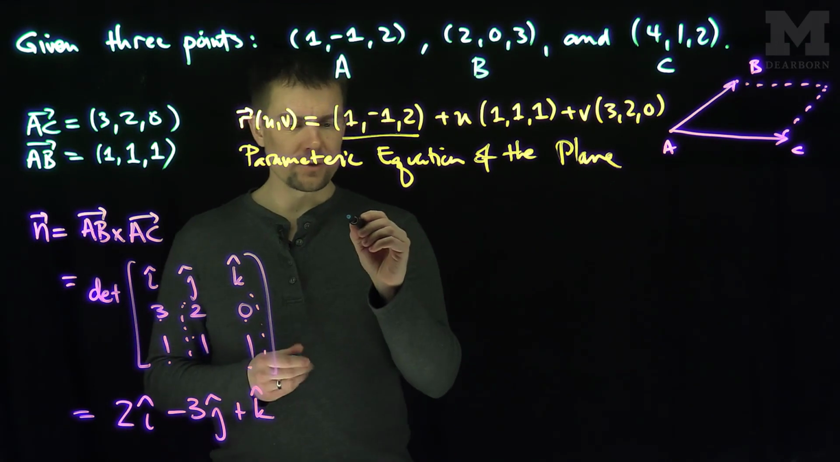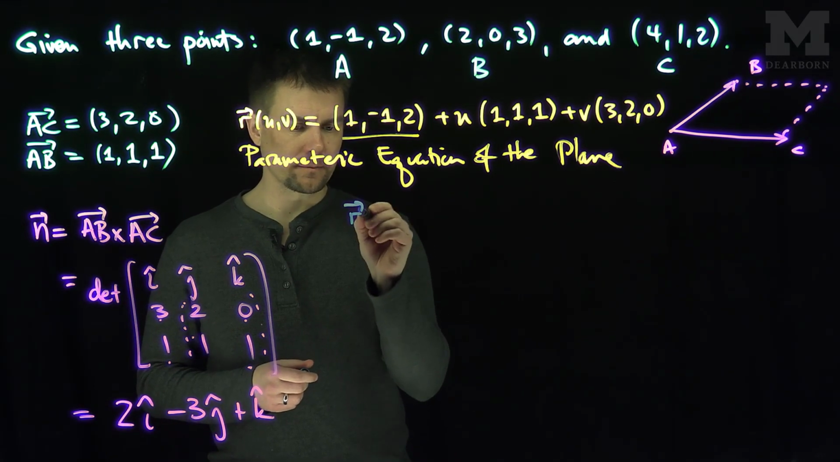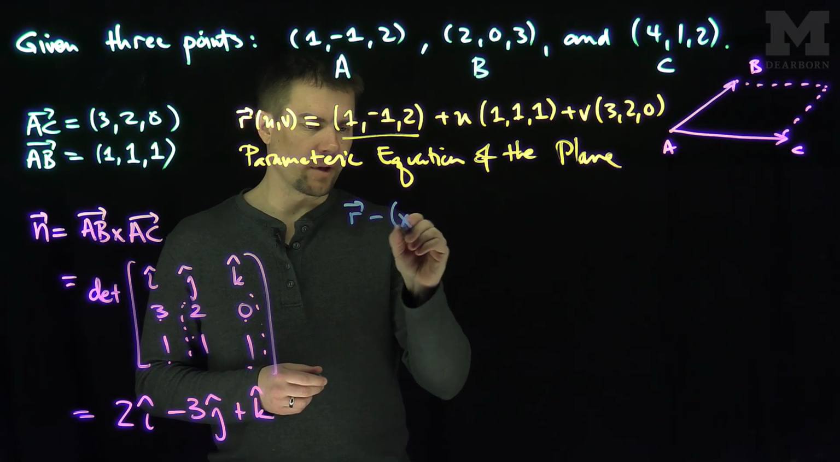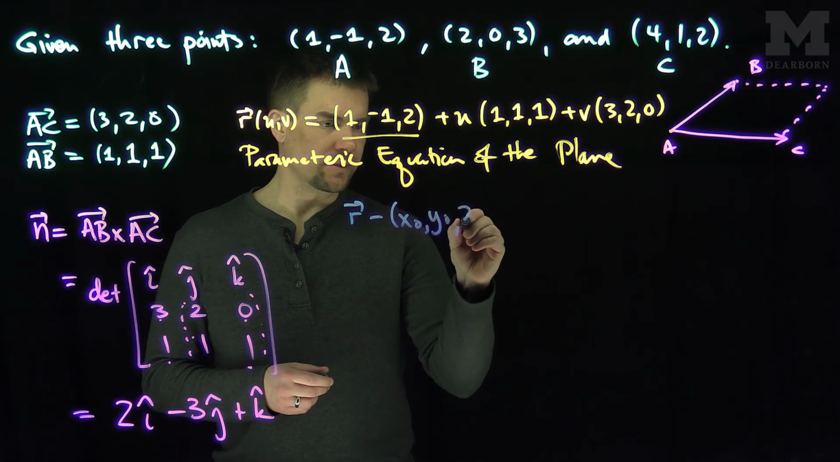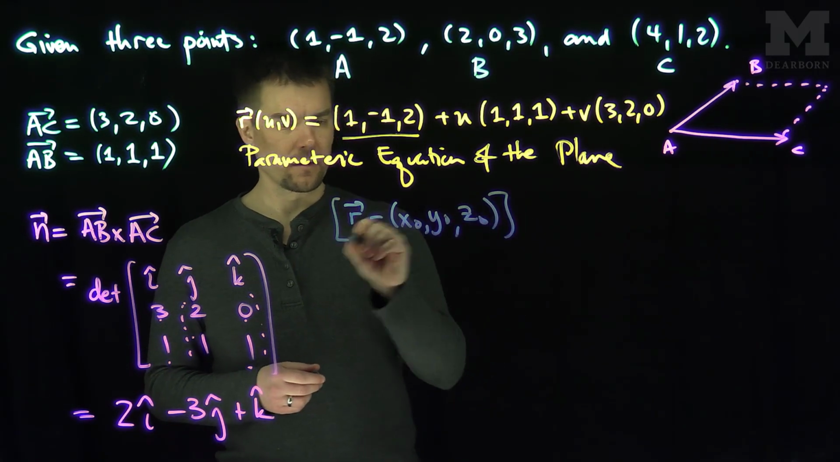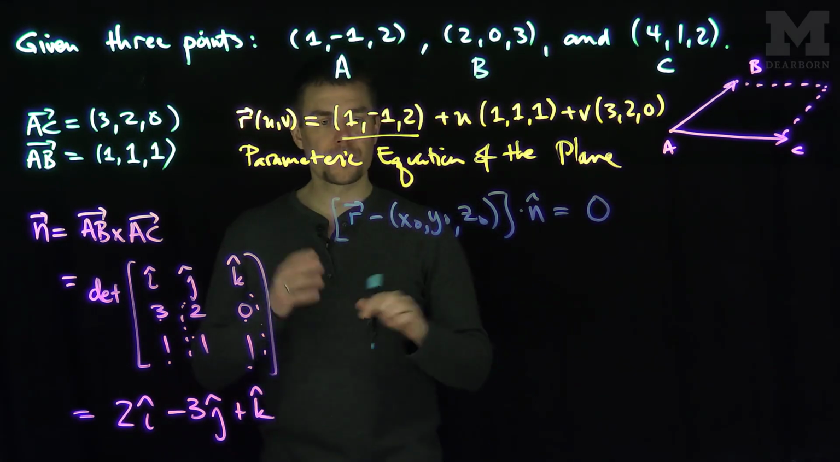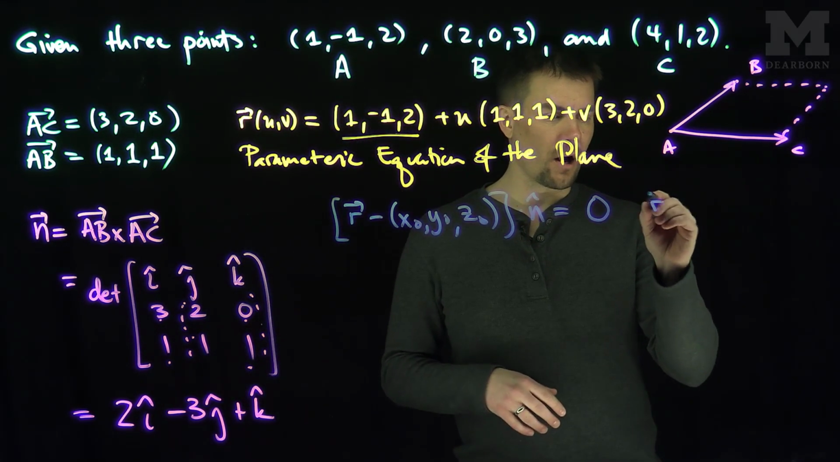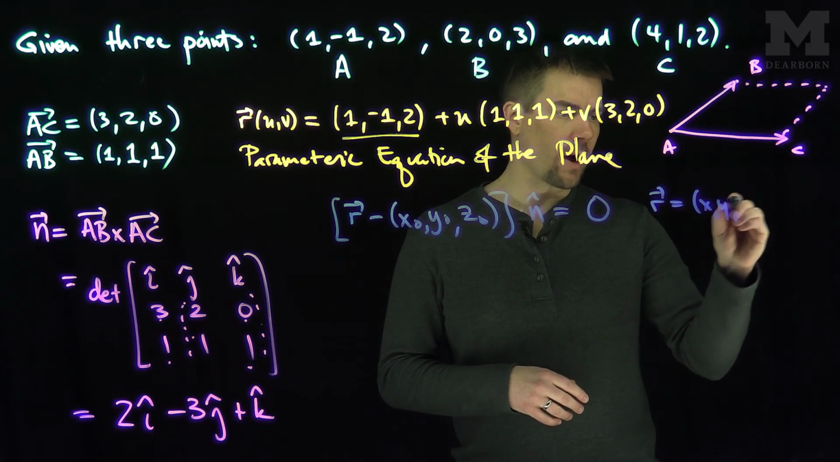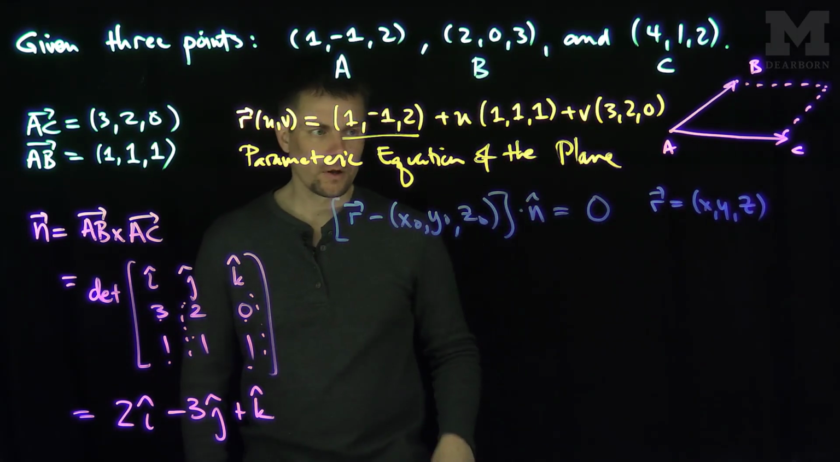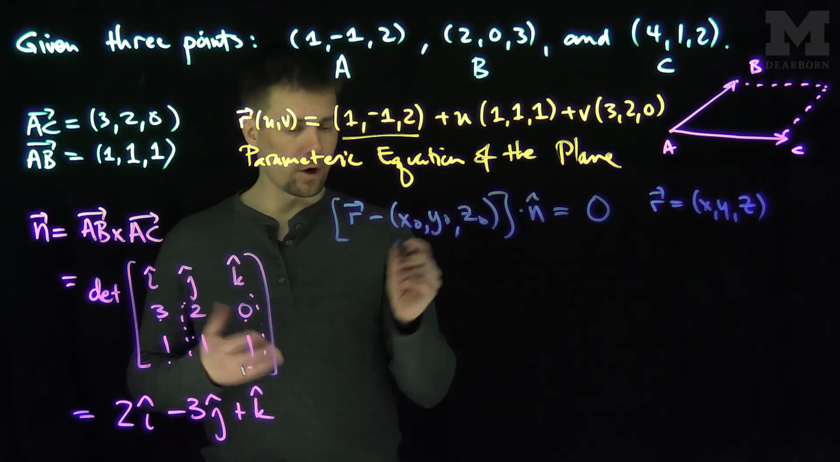The equation of the plane is always going to be r minus a point on the plane, (x0, y0, z0), dot n hat is equal to 0. Of course, the vector r is the position vector, so here r is (x, y, z). Good.